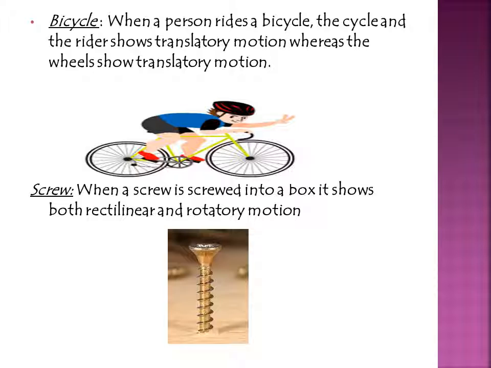The last one: when a screw is screwed into a box, it shows both rectilinear and rotatory motion because it rotates and it is going straight down. So it is rectilinear motion. So this was all about motions and types of motions. Thank you.